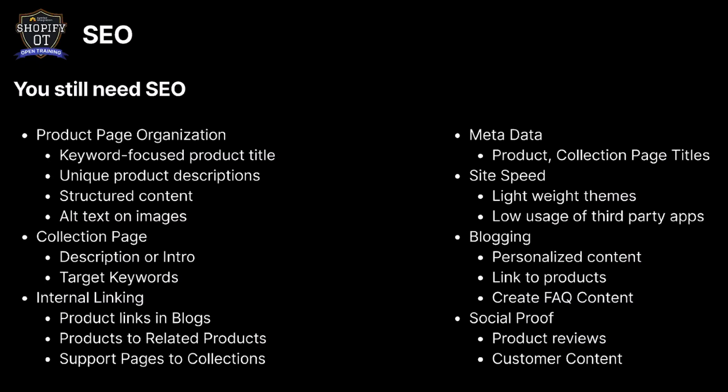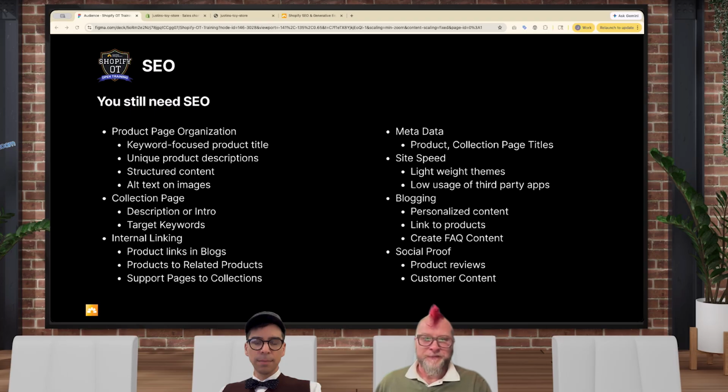For the product page organization, you're still going to need the keyword focused product title that's unique, product descriptions, and structured content. This is all information that is going to be laid out on the page that AI is going to be reading from. And again, all text on images to explain what that image is, because any machine reading another machine is not going to visually look at it. It's just going to read that description of it. Again, collection pages boost that SEO, boost that GEO. Add descriptions, add content, get that information on there, make it unique, and target those keywords for SEO.